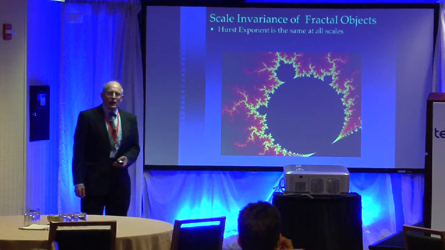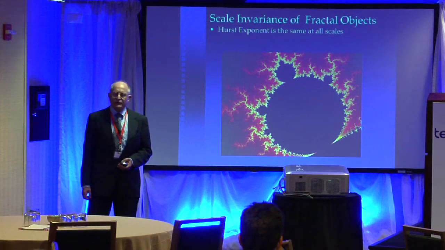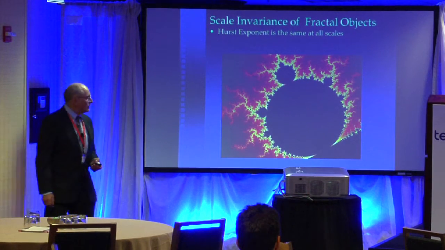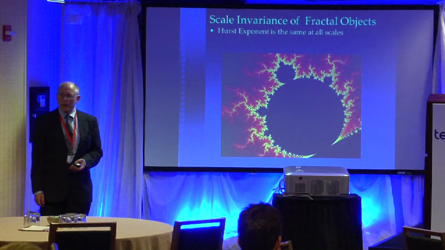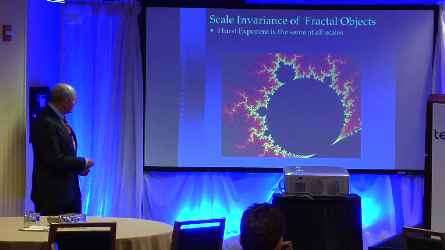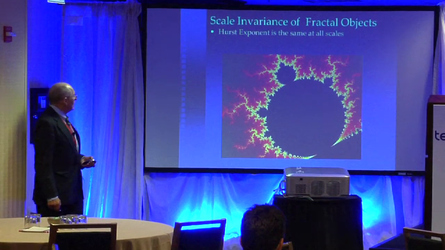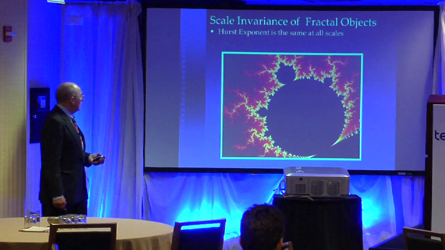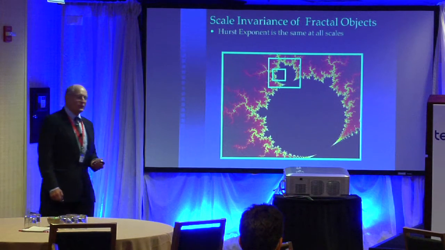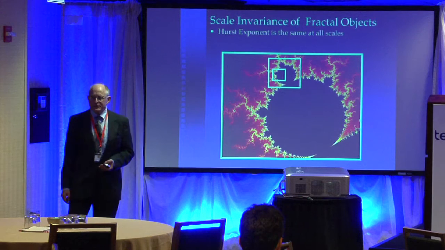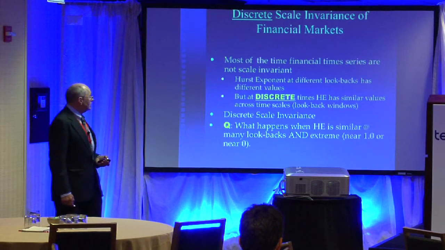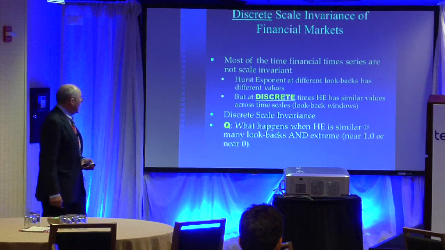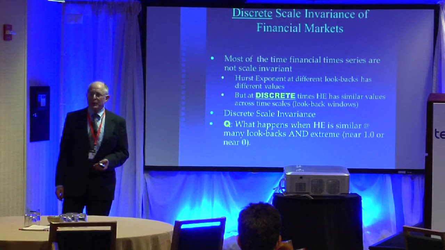There is a property that fractal objects have called scale invariance, which simply means that the fractal dimension, or Hurst exponent, is the same no matter how you look at it, no matter how you magnify it. So this is an example of an artificial fractal. It has a certain Hurst exponent or fractal dimension. But if you look at it at different magnifications, it's going to still have the same Hurst exponent. It turns out that financial market time series don't display this property except infrequently. And that's what Parallax means by discrete scale invariance.